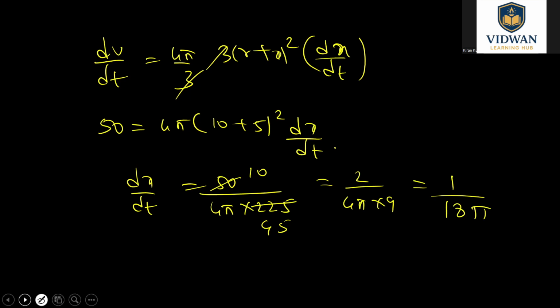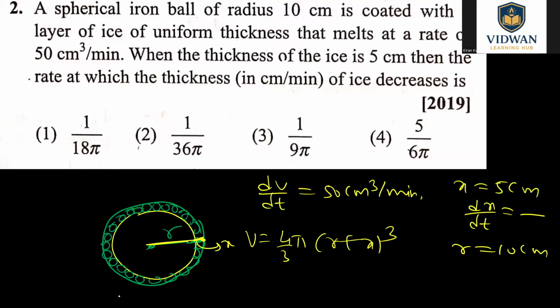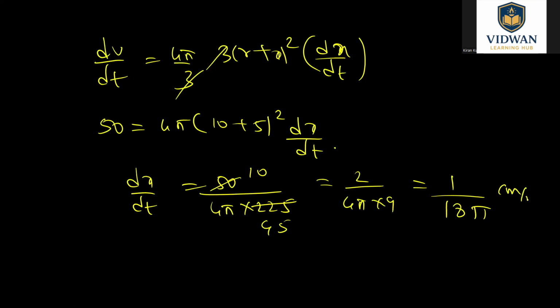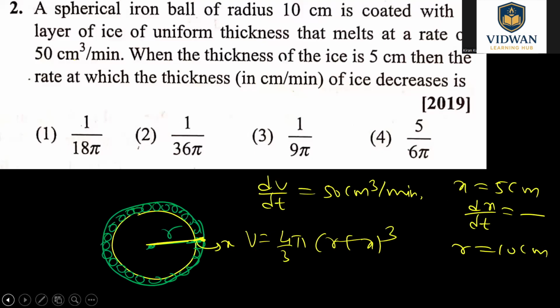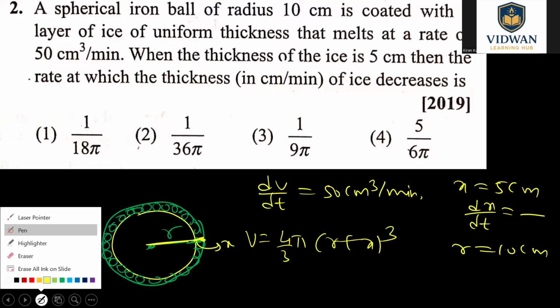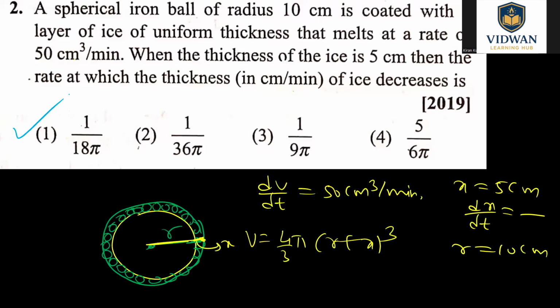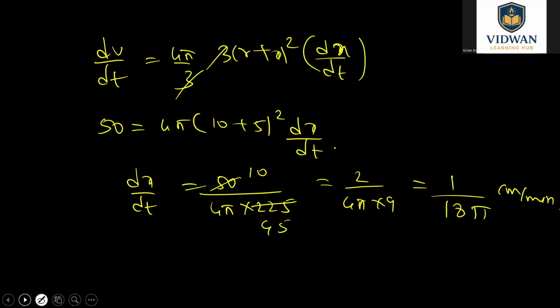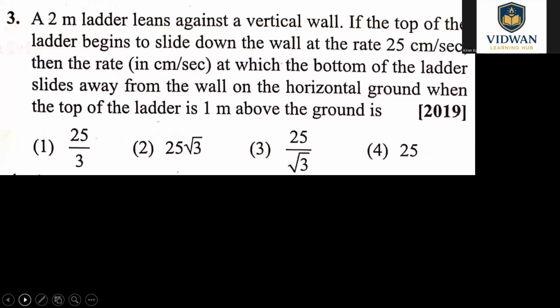So what should be the unit? If volume is cm³ per minute, the rate of change of thickness should be cm per minute. So this is the answer, 1/(18π) cm per minute. So you can write it now. So let's move on to the next question. Question number 3, all of you can try this.